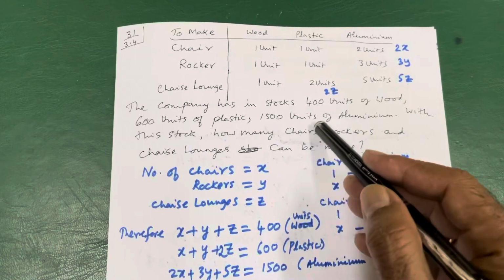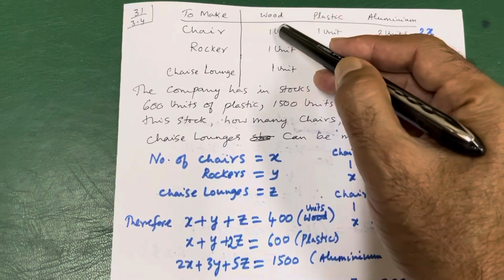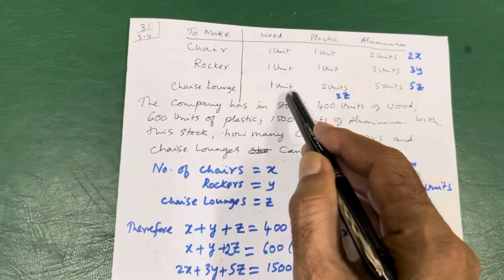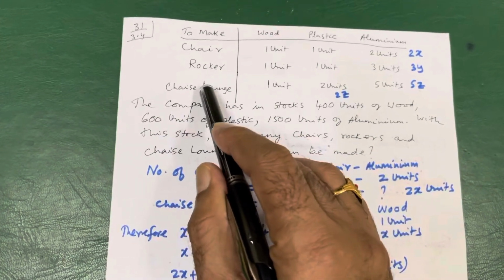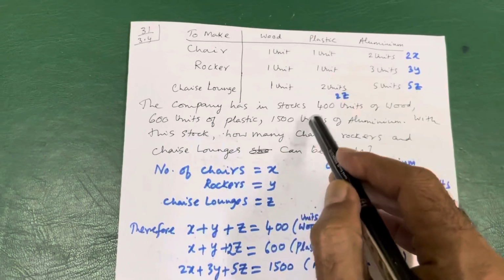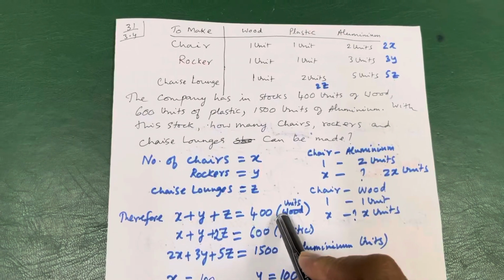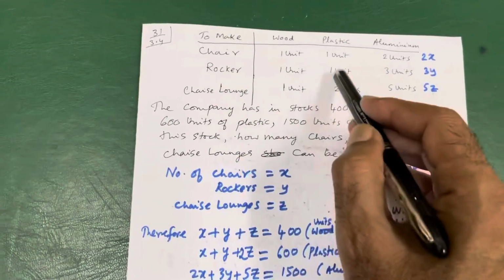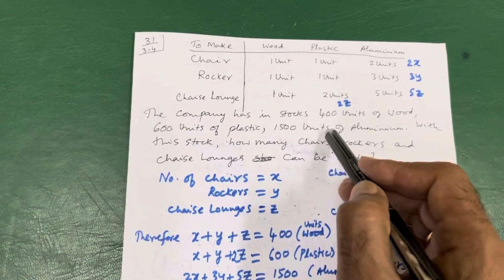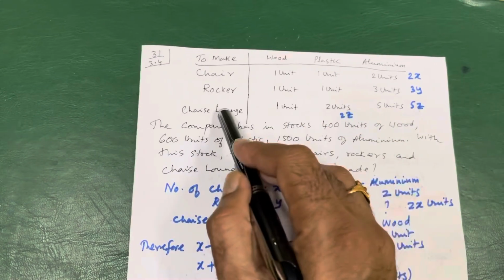So how much wood is there? There are 400 units of wood. The x units of wood will go for chairs, y units of wood will go for rockers, and z units of wood will go for chaise lounges. So this x plus y plus z total must be equal to 400 units of wood. Similarly, 1 unit will go for a chair, 1 unit will go for a rocker, and 2 units will go for a chaise lounge.